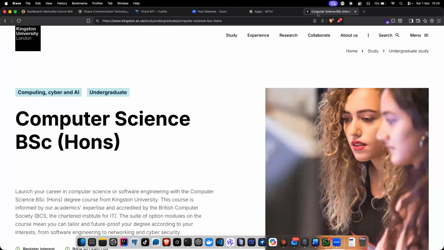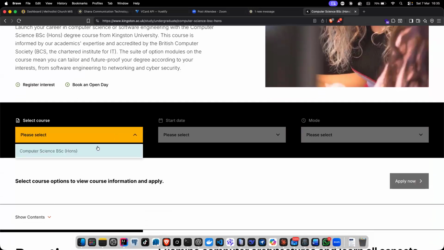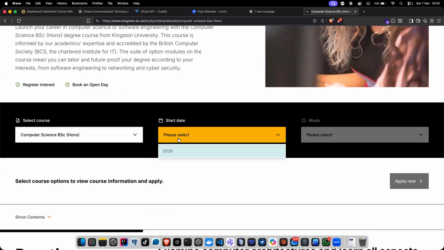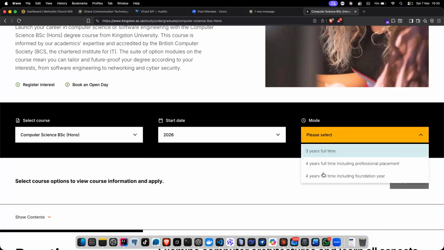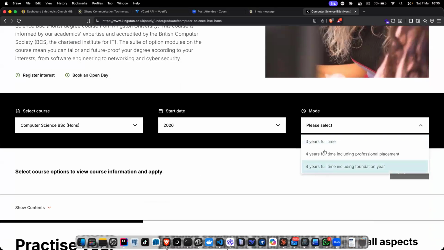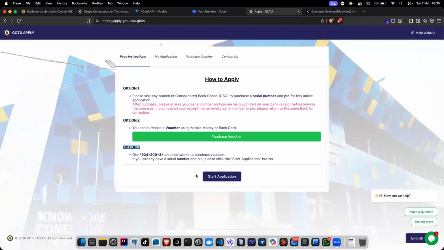Because unlike the approach where you need to see what they have before you buy, in terms of the fees, everything. So look at this one. You choose the course here, then the start date. Then you choose whether, let's say, full-time, part-time, or distance learning. The moment you choose, it shows you where your campus will be and the entry requirement. But here, you don't have the entry requirement.